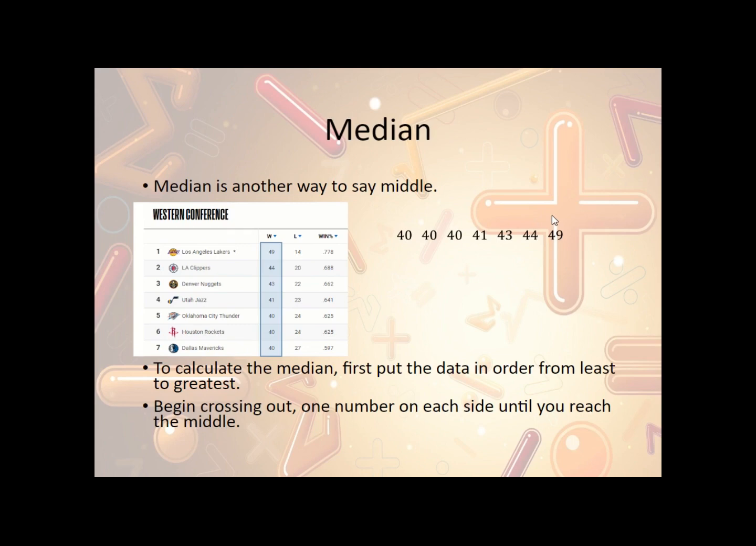So we're going to cross out 40 and 49. So there's our first one. Then we cross out 40 and 44. Then we cross out 40 and 43. And what we're left with is 41. So the median number of wins for the Western Conference is 41 wins.